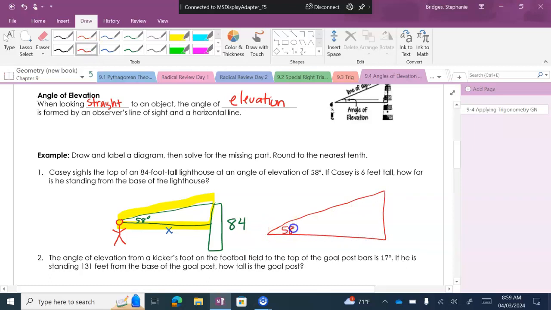This is my 58 degrees. This is the side we're looking for. That's going to be my right angle. So if I take the entire lighthouse, the 84 feet, and I take away Casey's 6 feet, how much is left? 78.